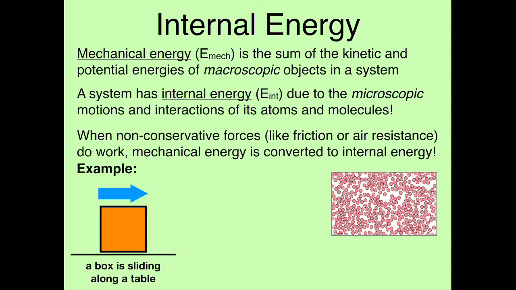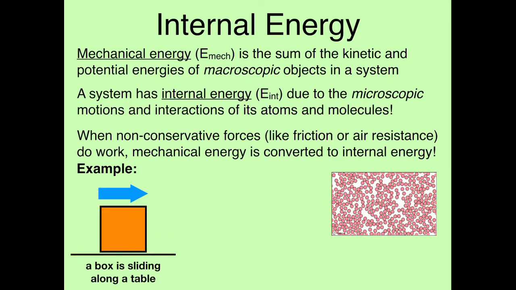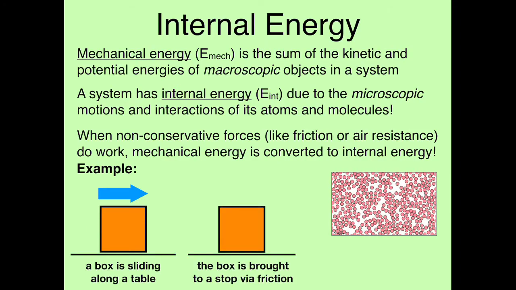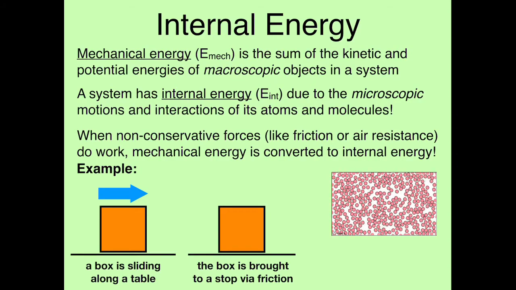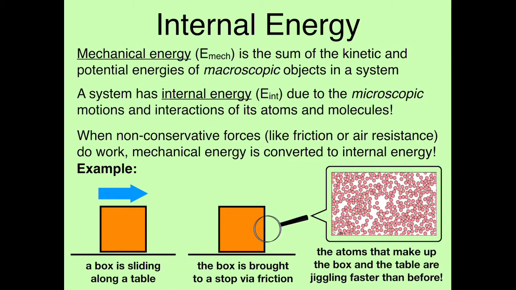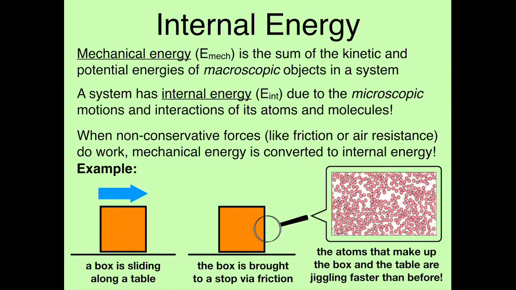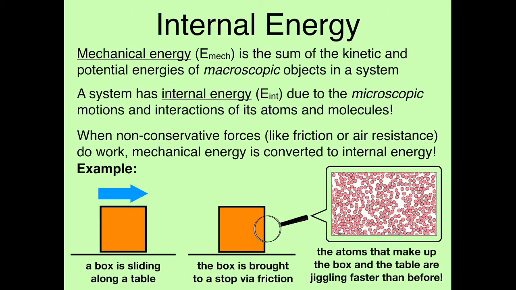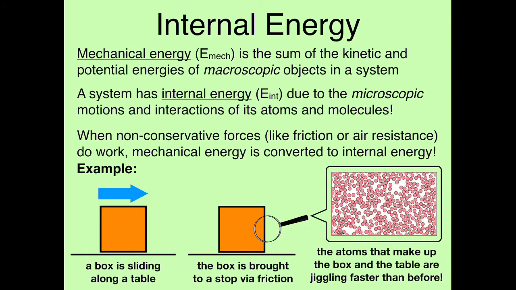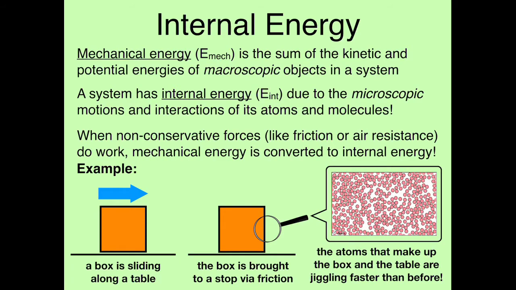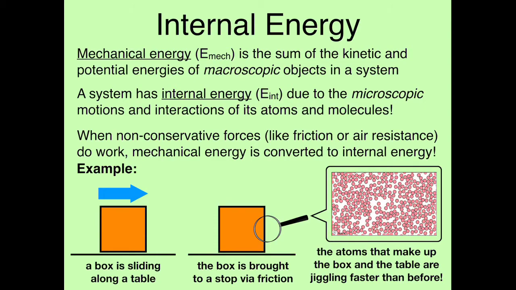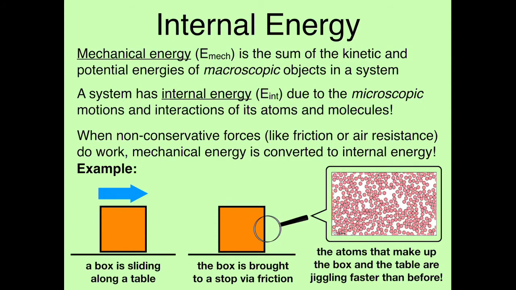To flesh this out in a little more detail, again, let's say you have a box sliding across a table. Friction is acting on the box as it slides, and eventually the box comes to a stop. So the mechanical energy is all gone. We lost a whole bunch of mechanical energy. But if you look at the system on a microscopic level, you'll see that the box is made up of atoms that are jiggling around, and so is the table, and they're now jiggling around faster than before. They're moving faster than before. And what we say is the internal energy has increased. So we lost mechanical energy, but we increased internal energy. Overall, energy is still conserved.